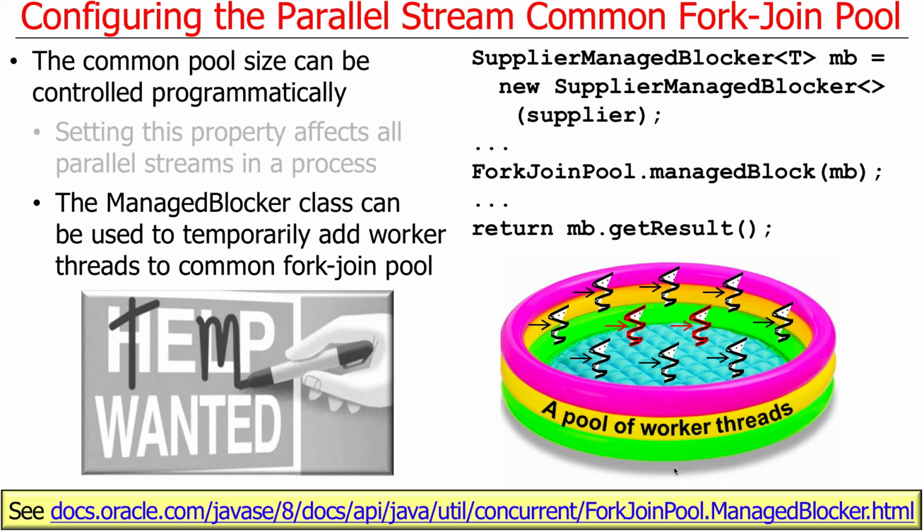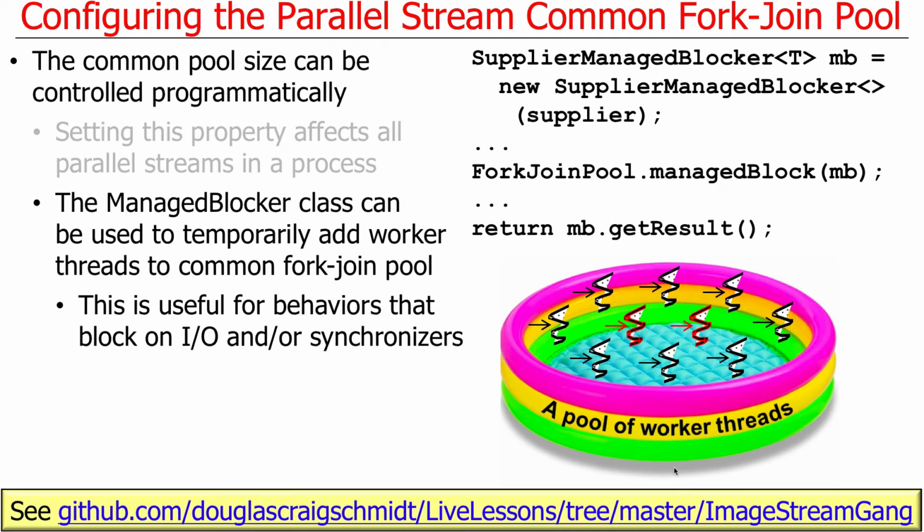So ManagedBlocker is a way to tell the fork join pool to temporarily add worker threads to the common fork join pool. So it'll add them for a period of time. It'll add them as long as they're being used, and once they're no longer being used, as we'll see shortly, it goes ahead and shuts them down. So this is particularly useful for tasks that have to block on I/O and or on synchronizers. So anytime you're going to block, this might be for you.